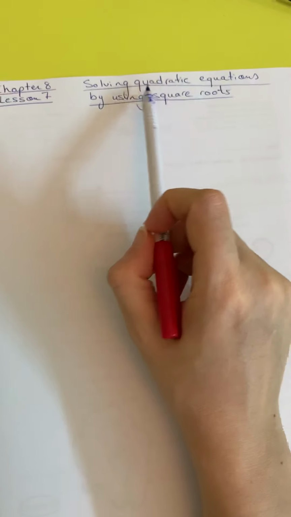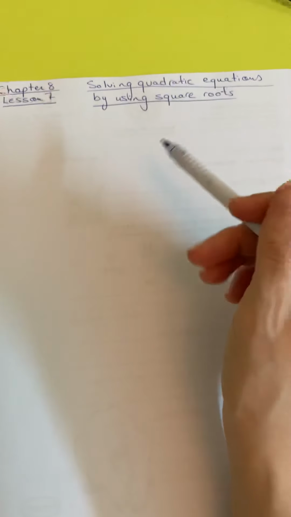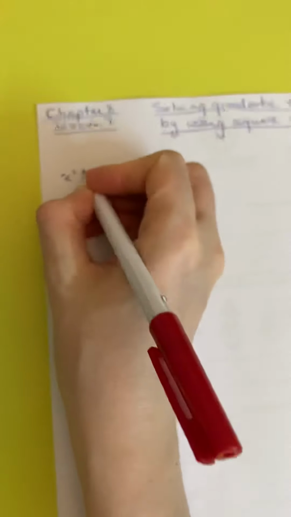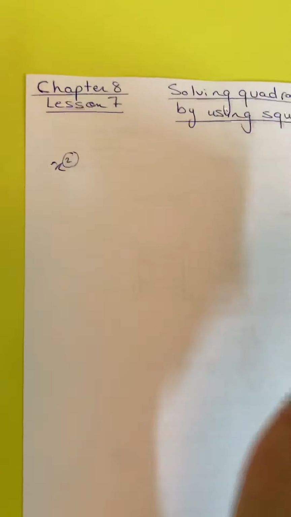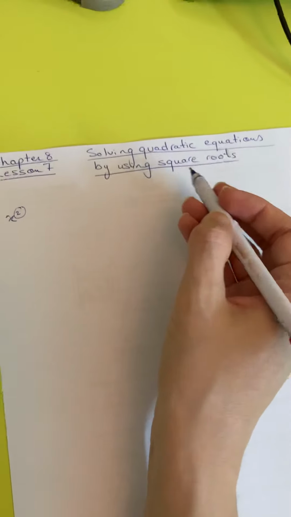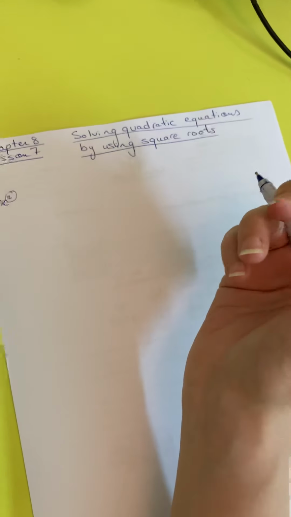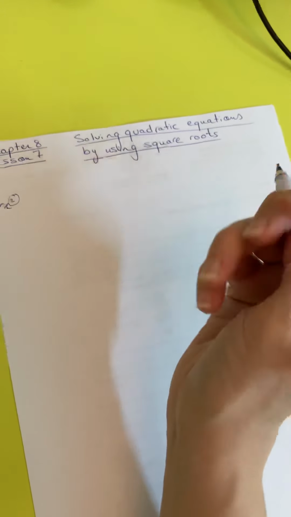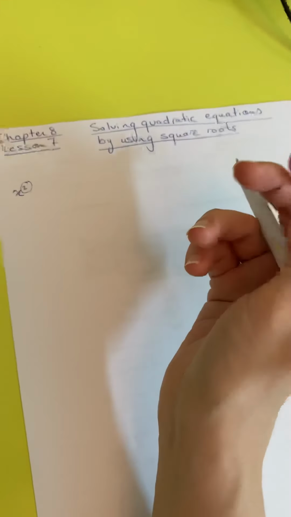Now, quadratic equations, you already know that it's an equation that has x power 2. It has a power 2, okay? And square roots, I will remind you what it is. But first, let's solve a quadratic equation by factoring. Let's remember a previous lesson.